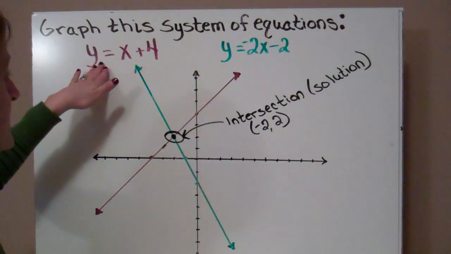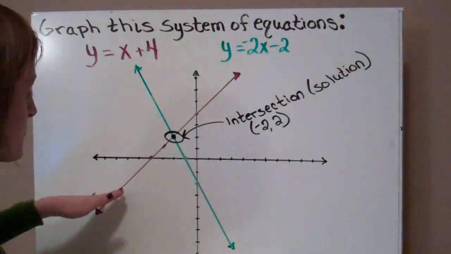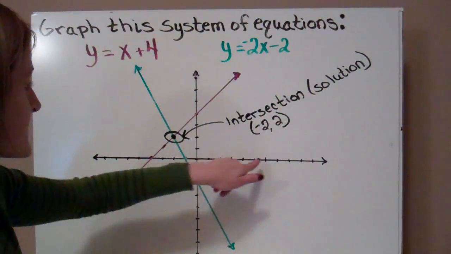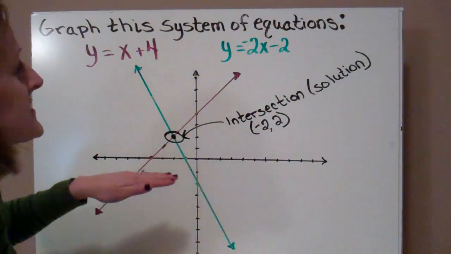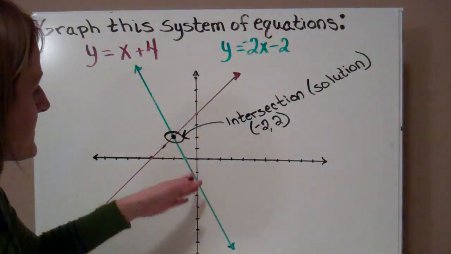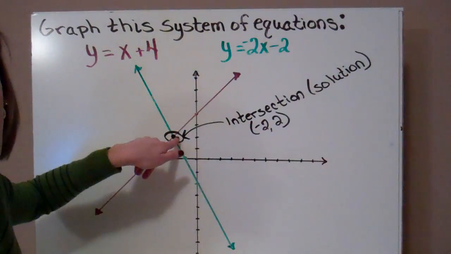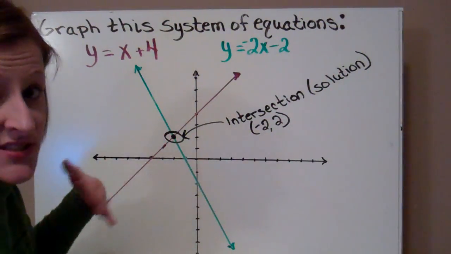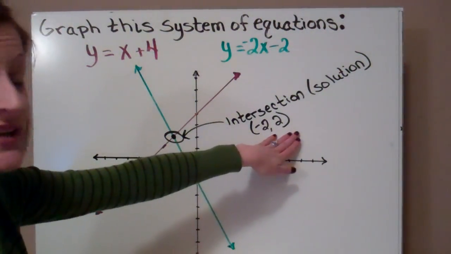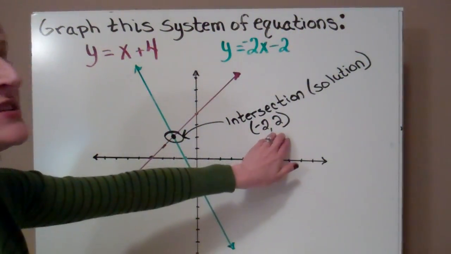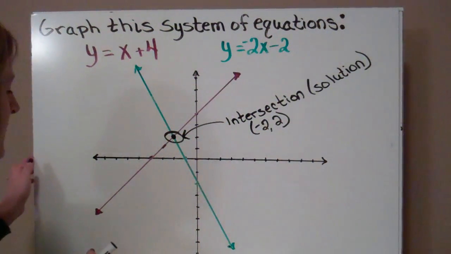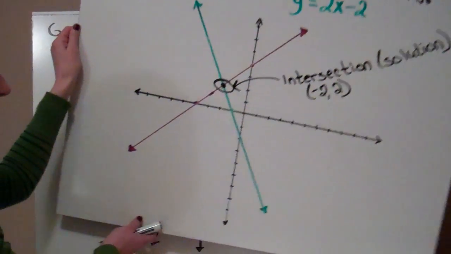Now, if you notice this one, x plus 4 is right here. Notice that it intersects at negative 4 on the x-axis and at 4 on the y-axis. And then when I graph negative 2x minus 2, it goes the opposite direction. Notice they hit at one point. This intersection is going to be the solution to this system. So these two graphs intersect at negative 2, 2. So this is your solution to your system of equations. Very easy.